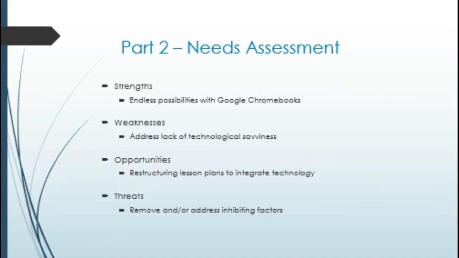Part 2 was our needs assessment, where we focus on our strengths, weaknesses, opportunities, and our threats. So our strengths were the endless possibilities that are associated with using Google Chromebooks. Our weaknesses addressed the lack of technological savviness amongst the teachers and their ability to get up to speed by the time they had to actually teach and train their students.